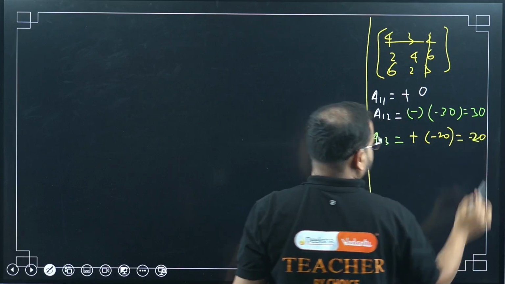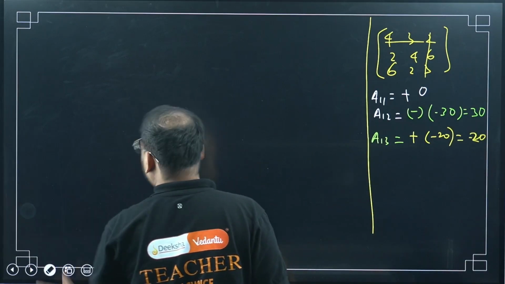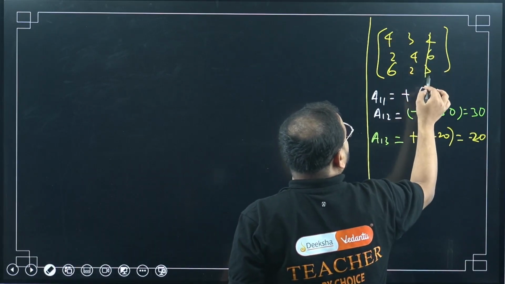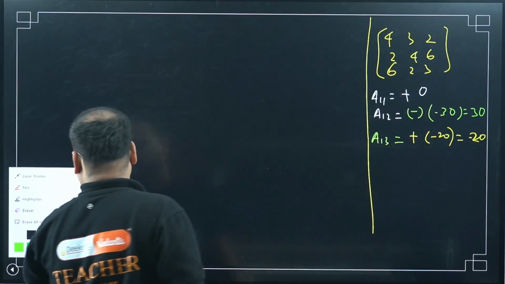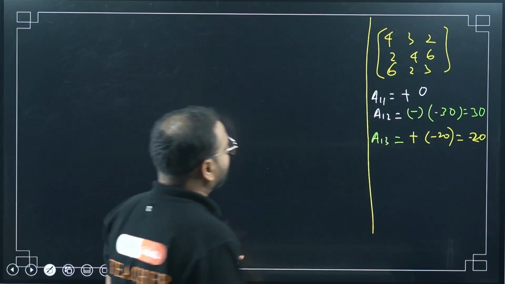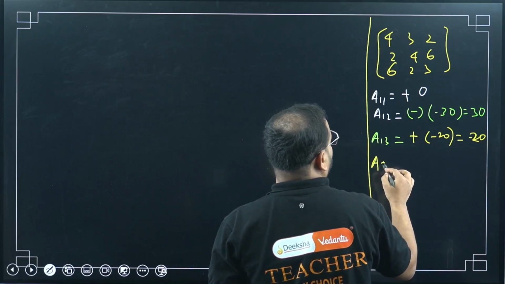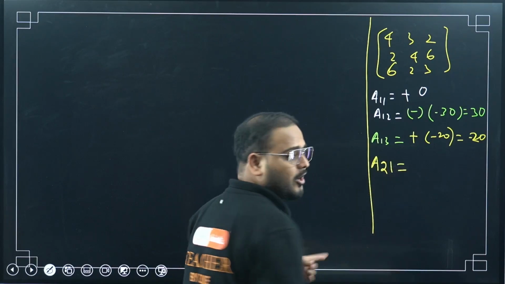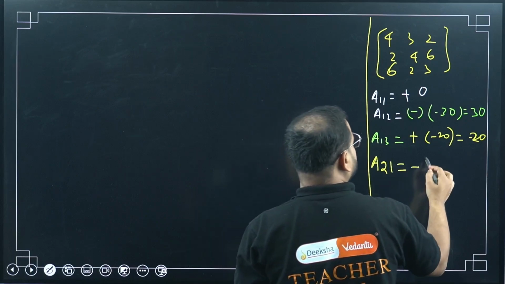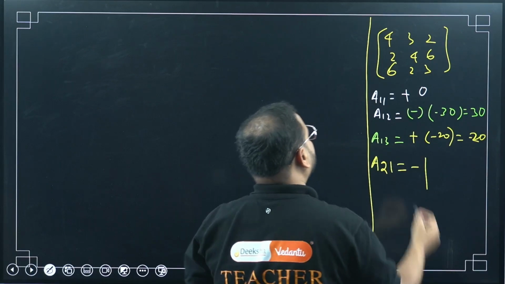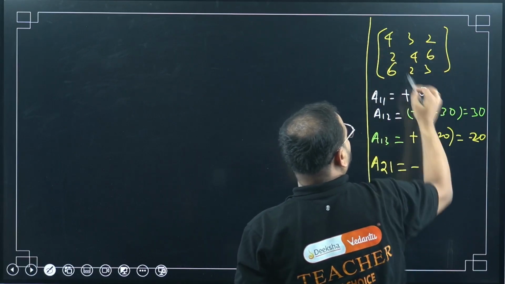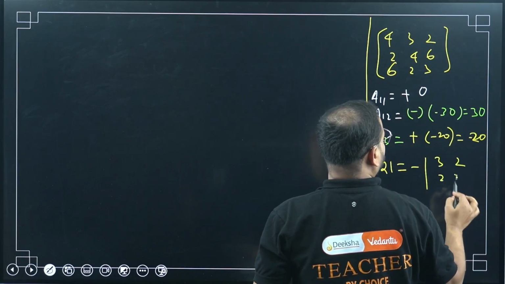Just be a little bit patient. I have to complete this for all the cofactors, right? Now let's do A21. Again odd, 2 plus 1 is odd, so the minus sign will come. I'll write the matrix over here, A21. Please check here. I'll get 3, 2, 2, 3.